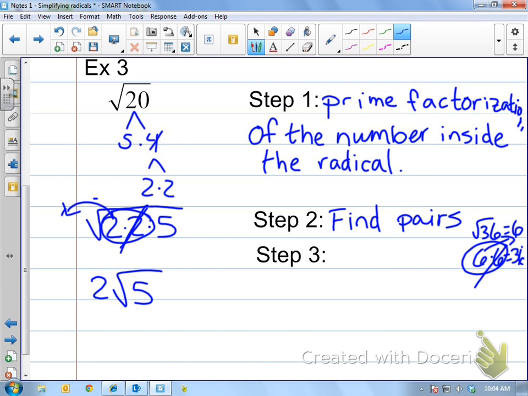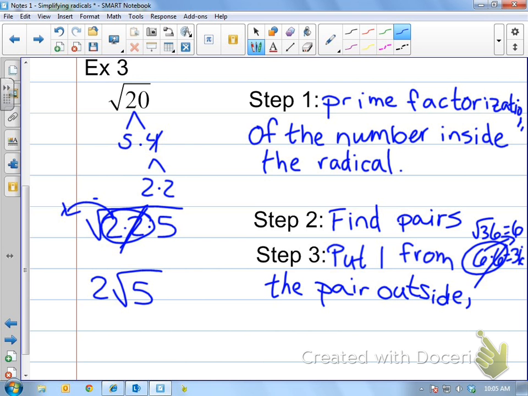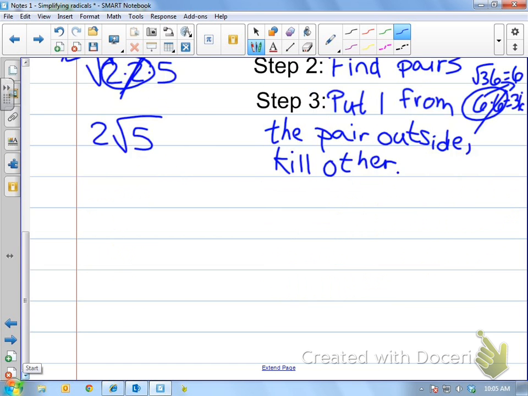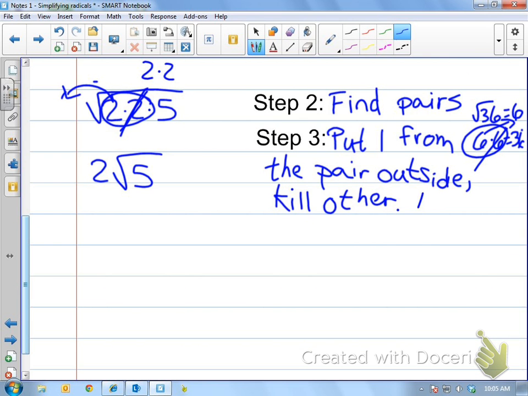So, step 3, we've done it already, but let's write it out. We put 1 from the pair outside, and we kill the other. We leave any non-pairs inside.